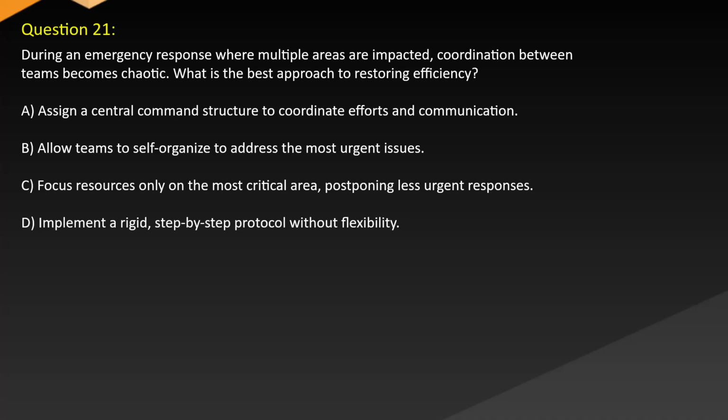Question 21. During an emergency response where multiple areas are impacted, coordination between teams becomes chaotic. What is the best approach to restoring efficiency? A. Assign a central command structure to coordinate efforts and communication. B. Allow teams to self-organize to address the most urgent issues. C. Focus resources only on the most critical area, postponing less urgent responses. D. Implement a rigid step-by-step protocol without flexibility.